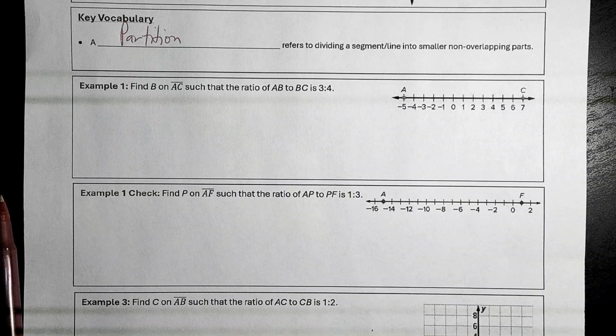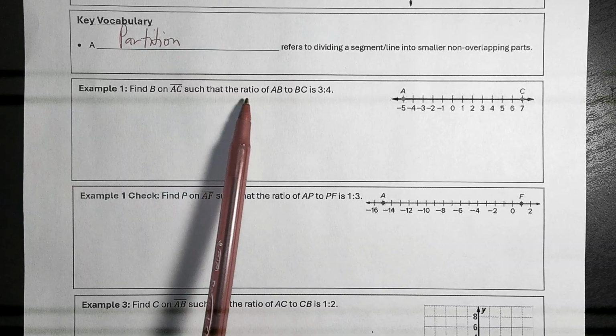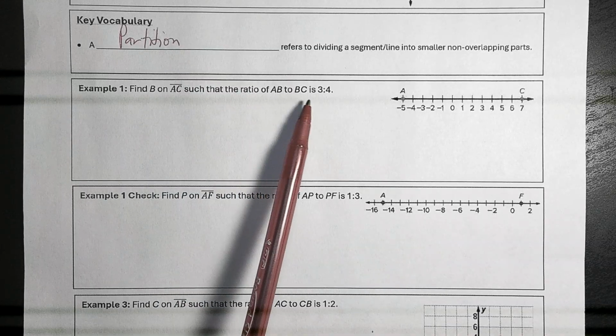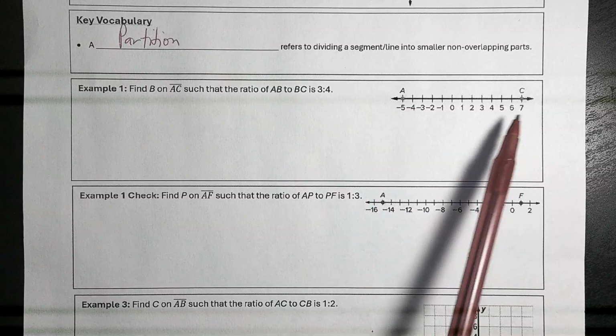So example 1: find B on AC such that the ratio from AB to BC is 3 to 4. All right, so here's our A, here's our C.